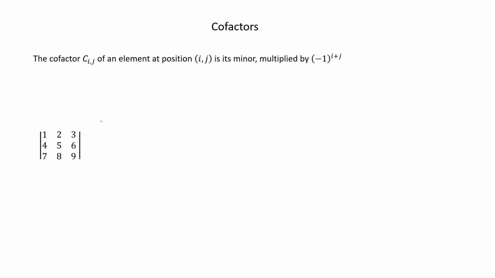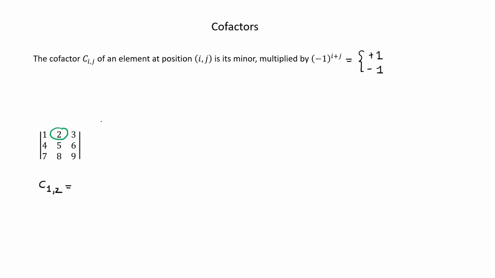The cofactor, Cij, of an element at position ij is going to be its minor multiplied by either +1 or -1. And we decide based on -1 to the i plus j. So this is either +1, so we're going to write a plus sign, or -1. Okay, so let's take a look at an example. We're going to calculate C12. This is the cofactor of this element. So it's in the first row, second column.